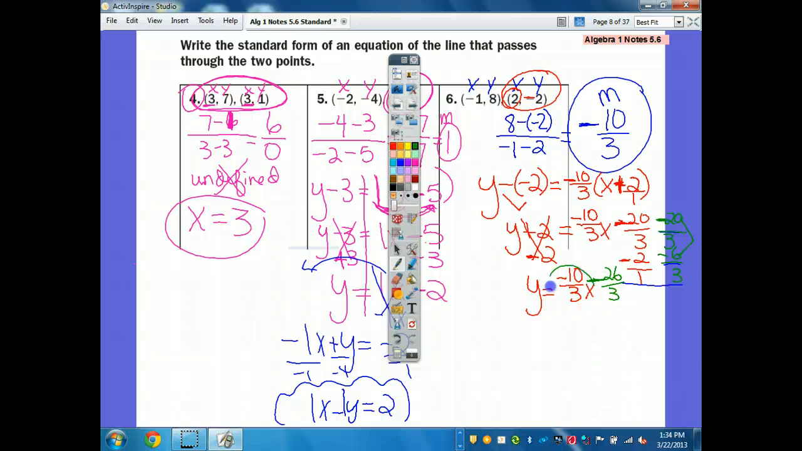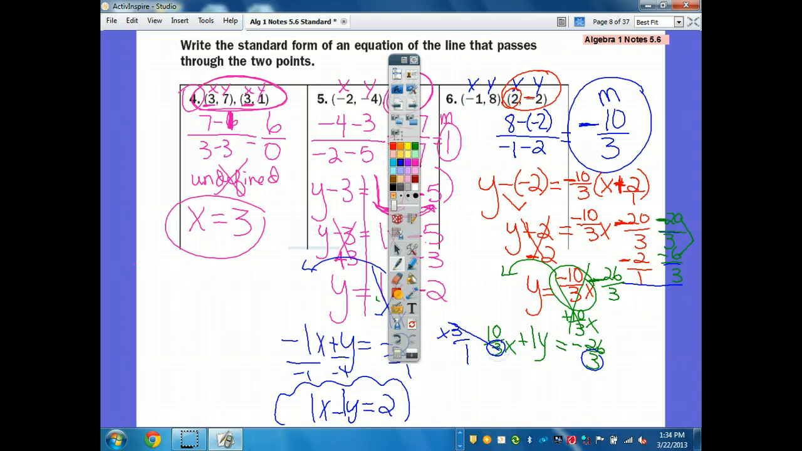Yep, I need to get this over here. And how do I do that? Plus 10 over 3x, right? So now this turns into 10 over 3x. Then what? Plus my y, or my 1y, equals a negative 26 over 3. Done? No. Because why? Fractions. Cannot have that fraction, so I need to clear it. What am I going to multiply everything by? What's my common denominator here? 3. So multiply everything times 3, or 3 over 1.